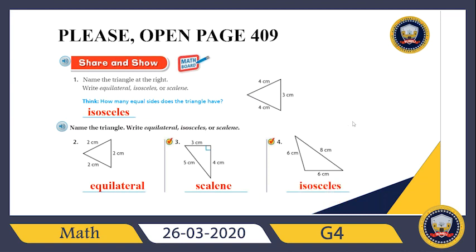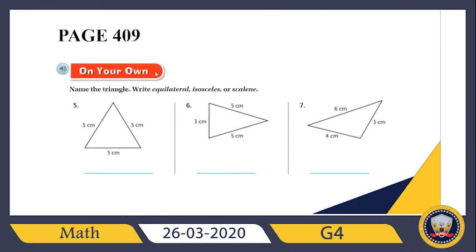Okay, let's move on to the On Your Own part. Name the triangle: equilateral, isosceles, or scalene. You already did so many of them. So if you want, you can stop the video right now. You can fill in the answers according to the given names, and then you can check your answers with this video. Okay, if you finish, let's start.